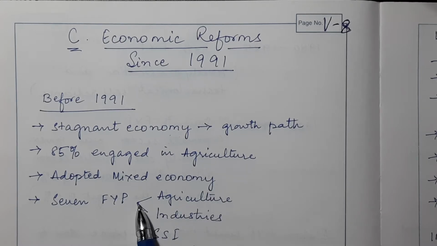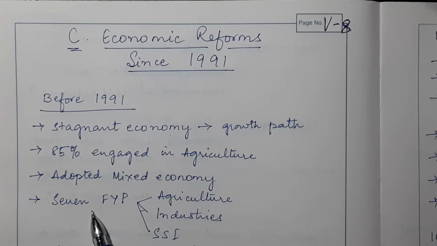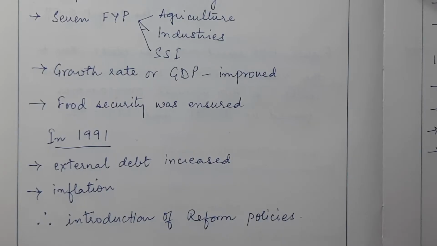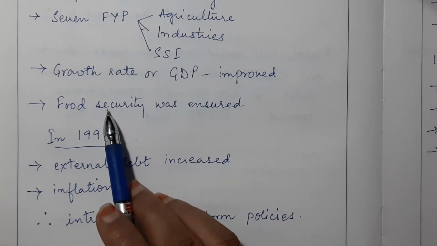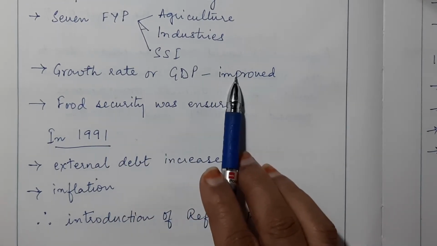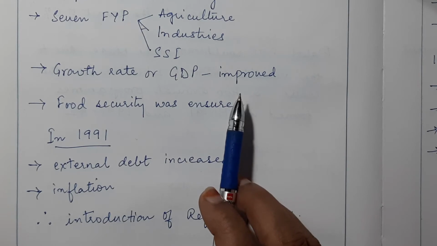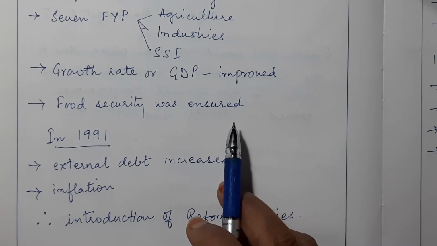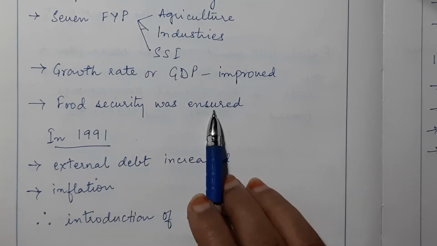Then in 1950, when the Planning Commission was set up, we thought of the 5-year plans. And the first 5-year plans focused on agriculture, industries, and the small-scale industries. Now, during this time, we found the growth rate or the GDP improved. The GDP from the agricultural sector was 3.6%, and from the industrial sector, it was 4.1%. Due to the introduction of Green Revolution, we also had food security that was ensured.